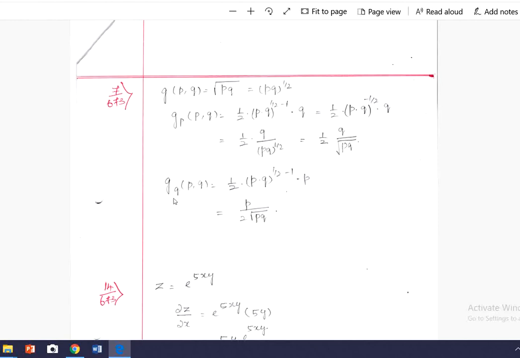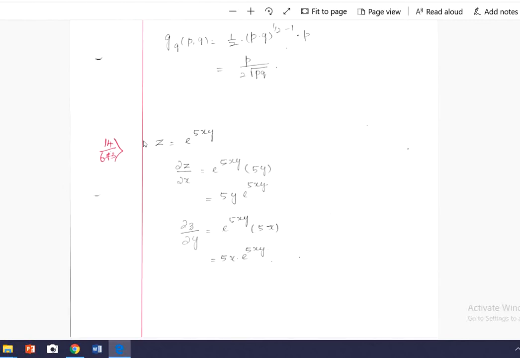Now we have to differentiate in terms of q. Therefore, g of q, p comma q is equal to 1 by 2, the same, pq the whole power 1 by 2 minus 1, but here instead of q it will become p because we are differentiating in terms of q. So when we simplify the same way, we'll get p divided by 2 multiplied by square root of pq.